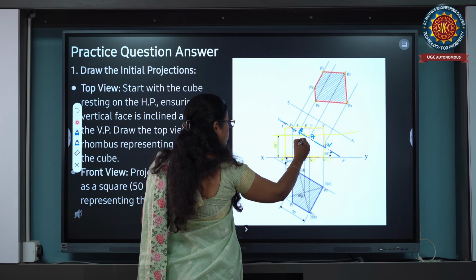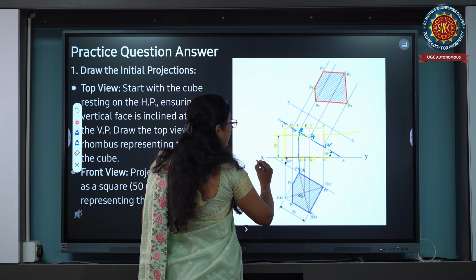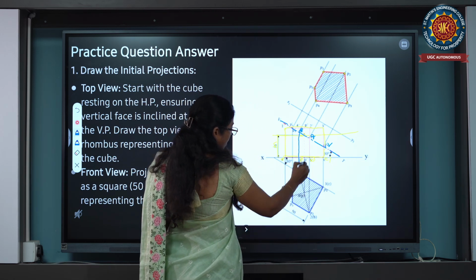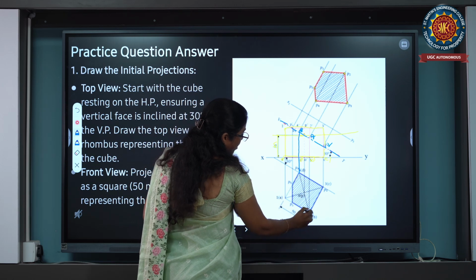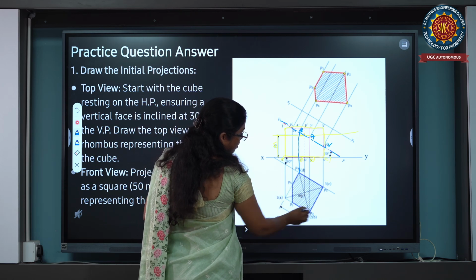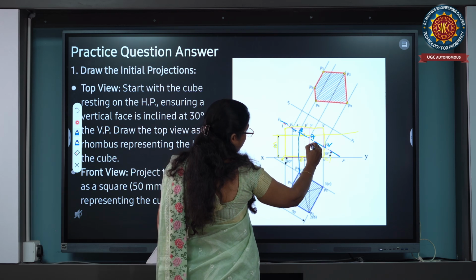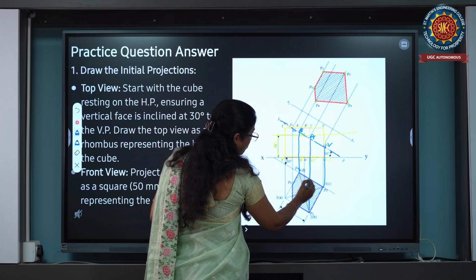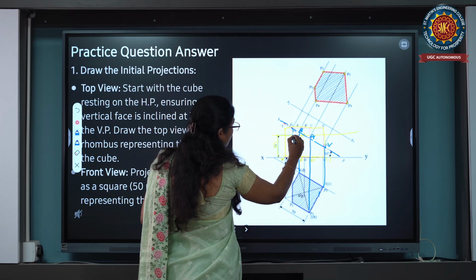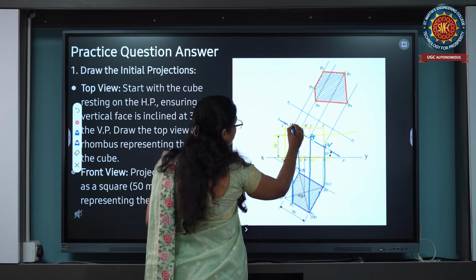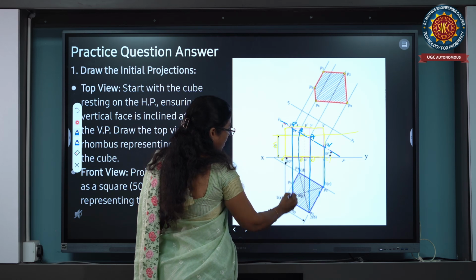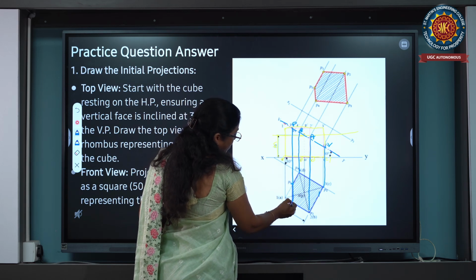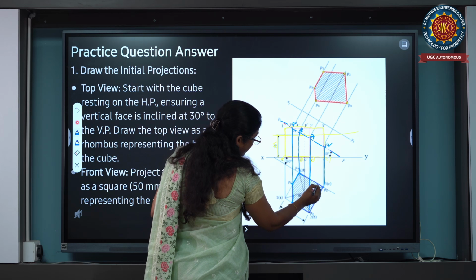From here onwards, draw lines perpendicular to this XY line. Draw lines to meet this square prism, like that. Then you will get a point. Here also one point is there. From here onwards, draw perpendicular to the XY line to meet the square. And then you will get a cut surface, like that.